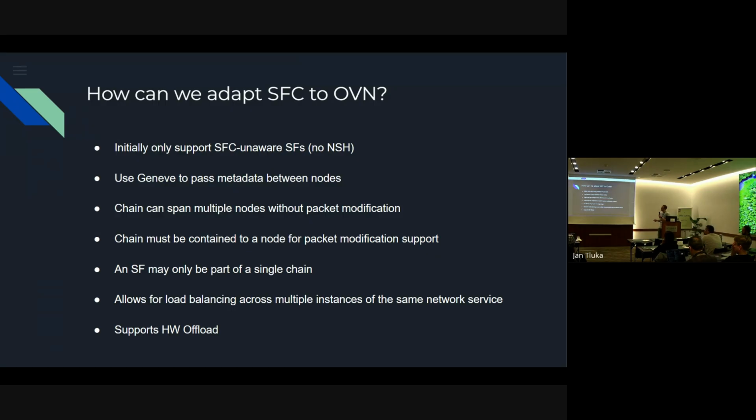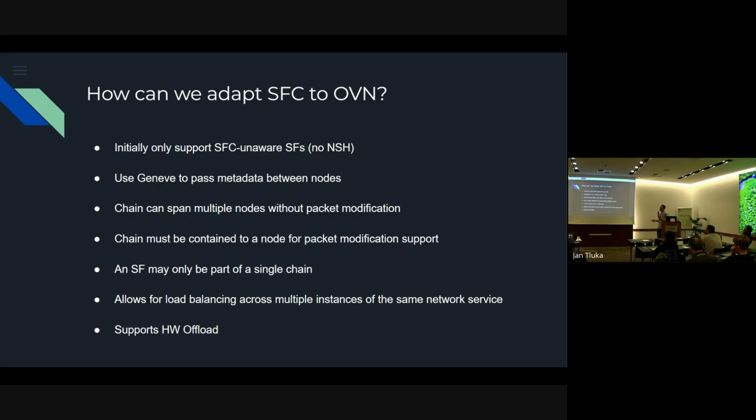As the first point here, I've put to support SFC-unaware SFs, so not having to support NSH or anything like that. We can use Geneve to pass metadata between nodes. We can have chains that span multiple nodes without packet modification. Both of these two points are akin to the presentation that was just given, so we can use the same methodology.